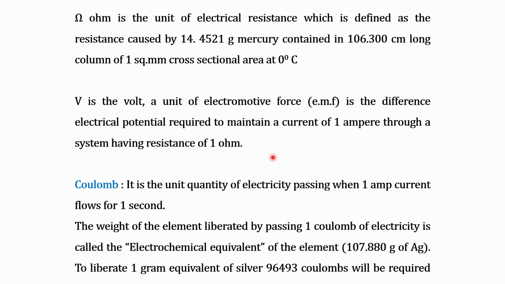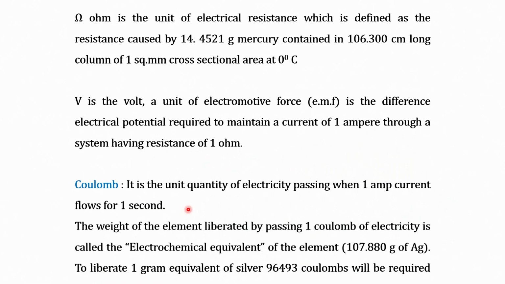So, we also define another term, that is Coulomb. It is the unit quantity of electricity passing when 1 ampere current flows through for 1 second. Okay. So, whenever I pass a current of 1 ampere for 1 second, I say 1 coulomb of electricity has been passed through that wire. Okay. So, that is another definition you should remember.